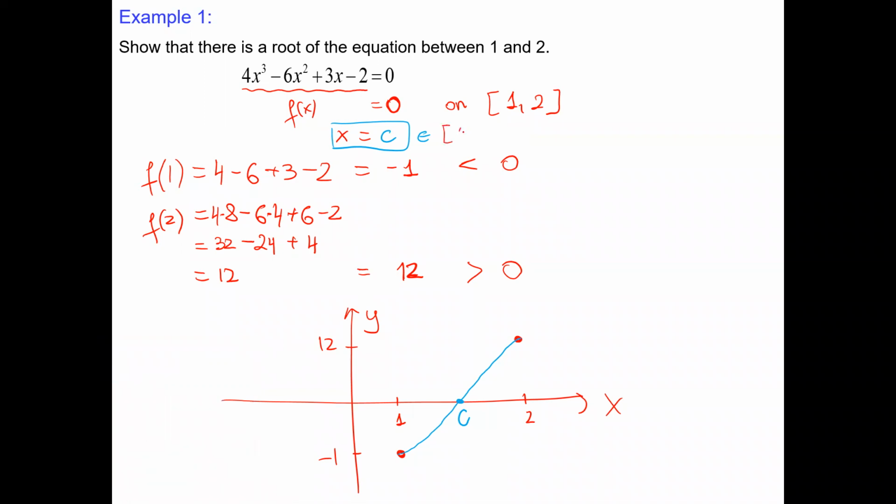Between 1 and 2. Maybe, I don't know, maybe 1.5, maybe 1.1, maybe 1.9, but the x-intercept, the root of this equation, definitely exists between 1 and 2. Just because of this continuous function. Yes, continuous function. This expression is continuous.